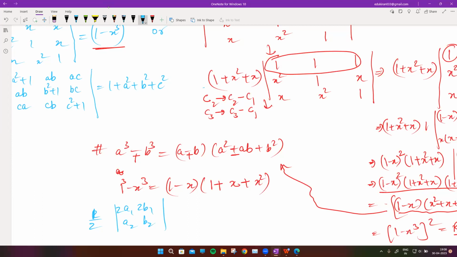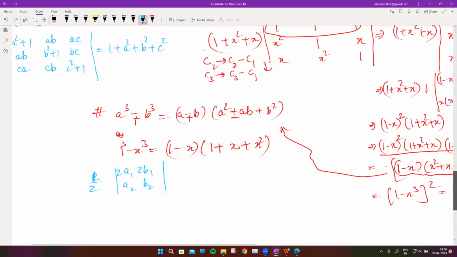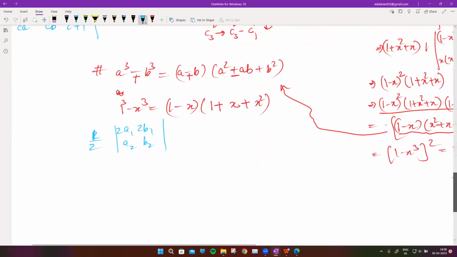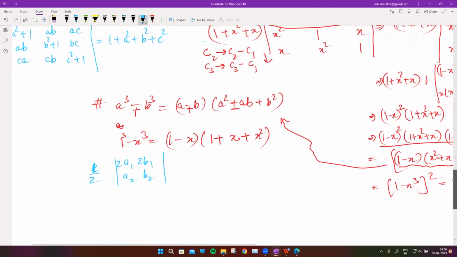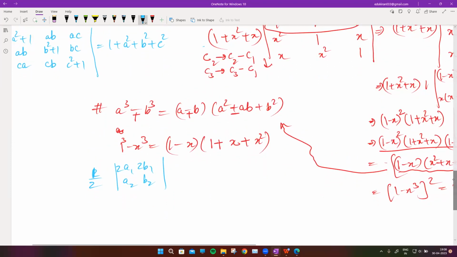But the only thing I can do here, or the only logic I can relate to, is to do this. That should be my first step. There will be a lot of questions like this in which you have to make the elements look like there's something common. So I would be solving this question. Just a square plus 1, ab, ac.